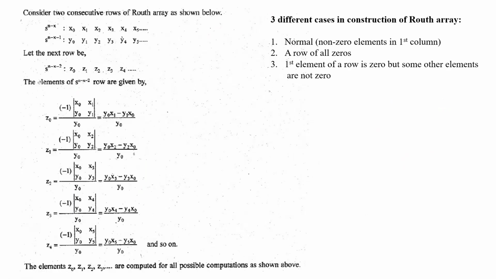In the general form, the highest exponent is s to the power n. Then we have the next lower exponent. The even-indexed coefficients are written in one row and the odd-indexed coefficients in the next. From the third row onwards, the values z1, z2 and so on are given with the help of determinants.